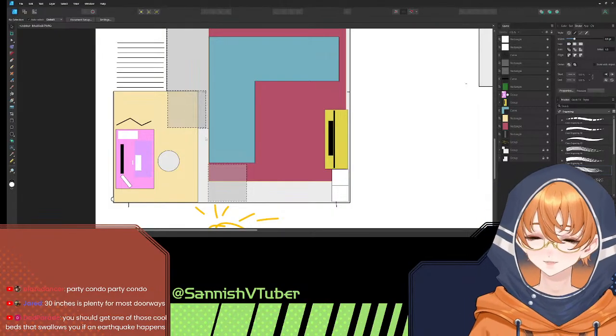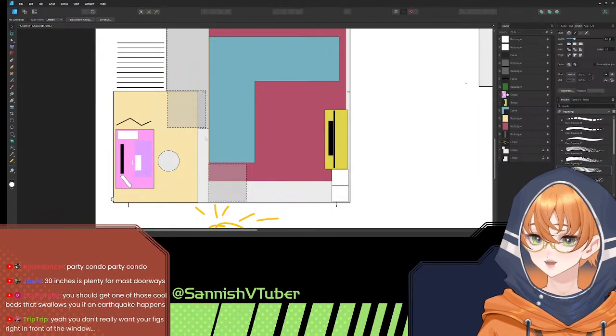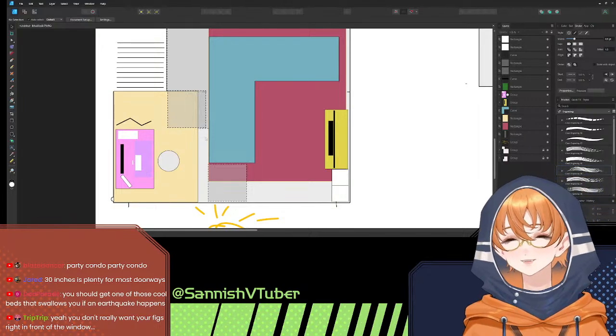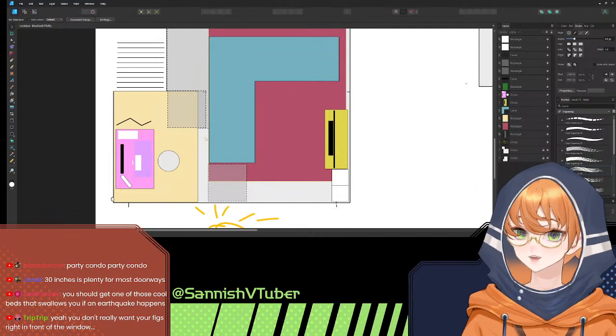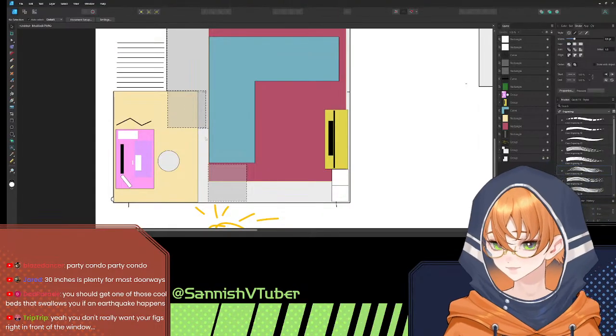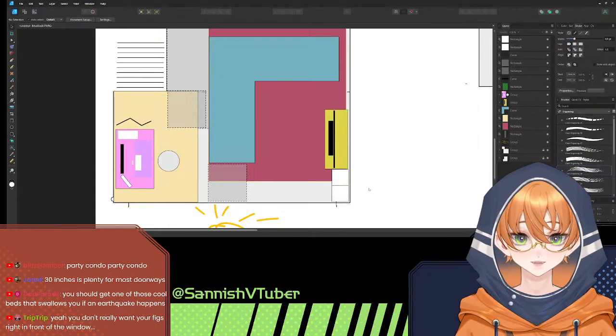Oh man, one of those emergency beds. I think I remember seeing those in a Popular Mechanics magazine like 25 years ago, where if you're in an earthquake, this bed will explode and consume you in a cocoon. Yeah, no, I don't want that.